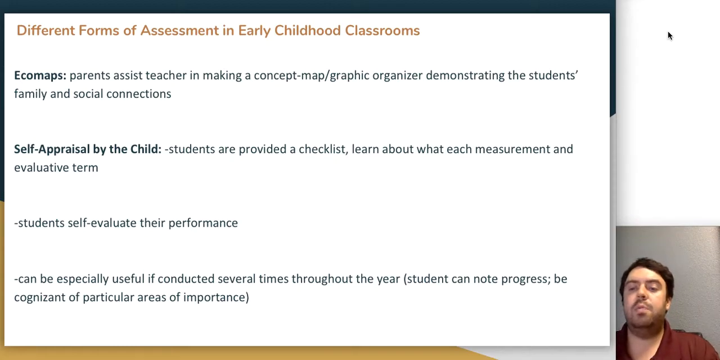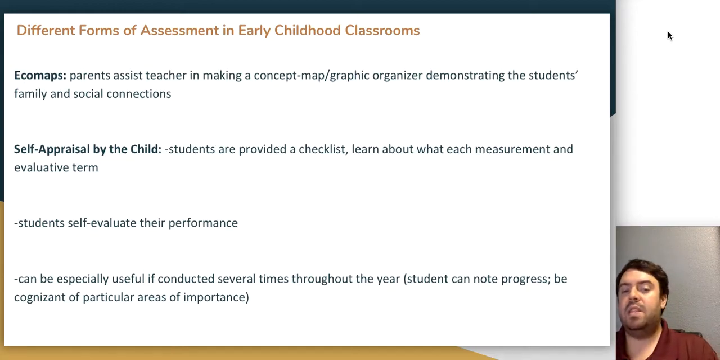Eco-maps are interesting. That's primarily for you, the teacher, to learn about students' home life, because it's like a graphic organizer, like a bubble map or a schematic map where you're indicating different people in students' lives and how they relate. Like, is it a positive relationship, negative relationship, or what impact they have on that student's education. And you can do eco-maps primarily with parents. Parents will help you complete that.